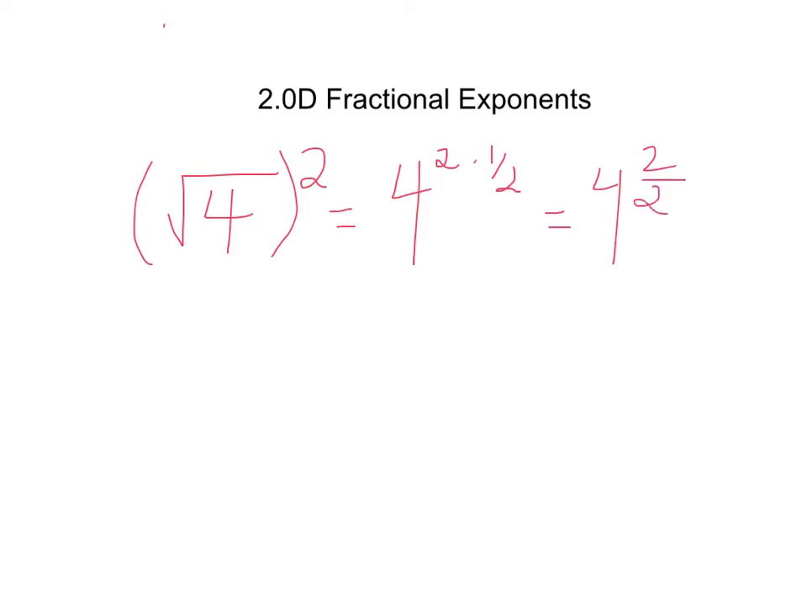So now I have 4 to the first power, and the way I got that is because 2 divided by 2 is just 1. So the answer to this problem is actually 4. What I was trying to prove to you here is that this exponent cancels out the square root.